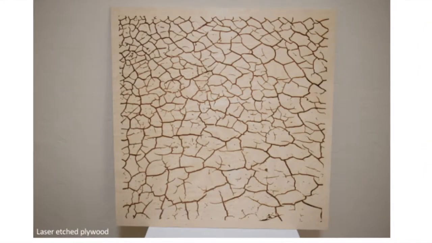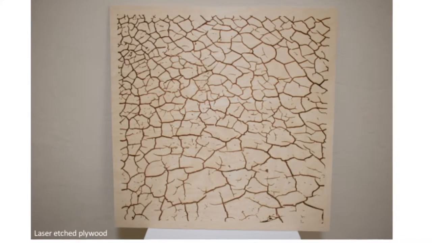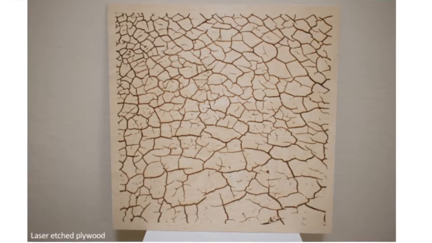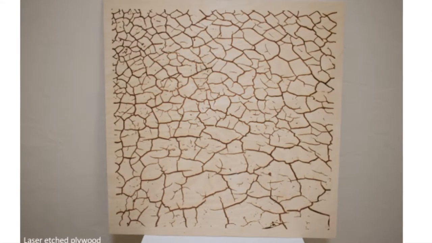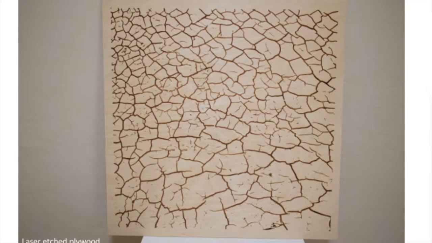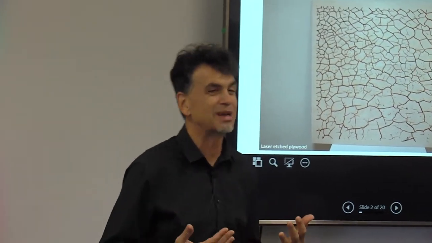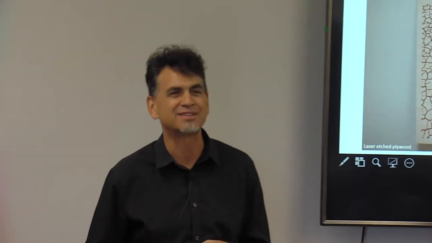So this was one of the first experiments that I did. This is a laser etched plywood. See, this is my life. Technical difficulties. Being a digital artist, this is basically all I do, wrestle technical difficulties, where it worked one day and then inexplicably doesn't work the next day. So this is very familiar to me.